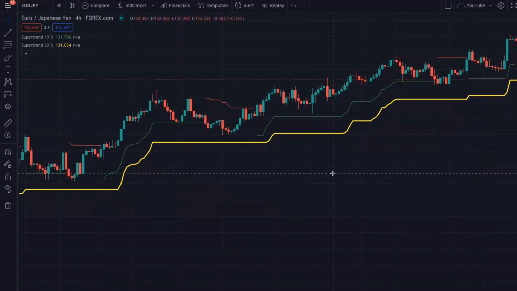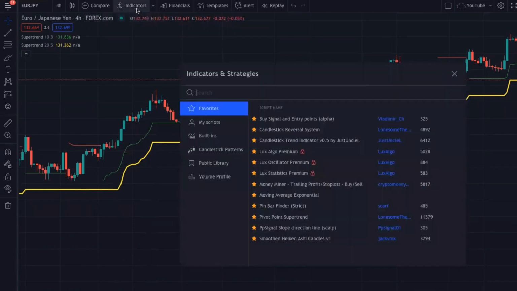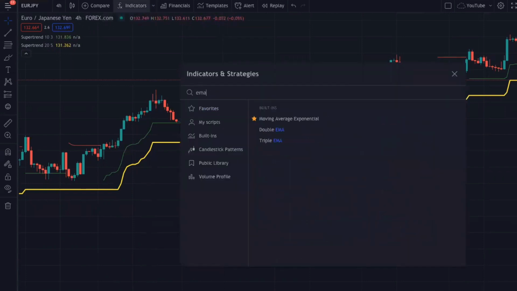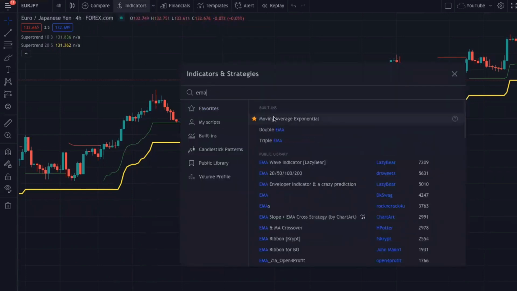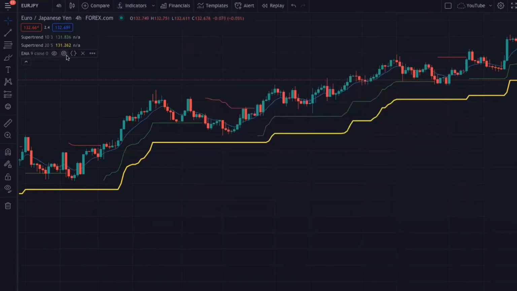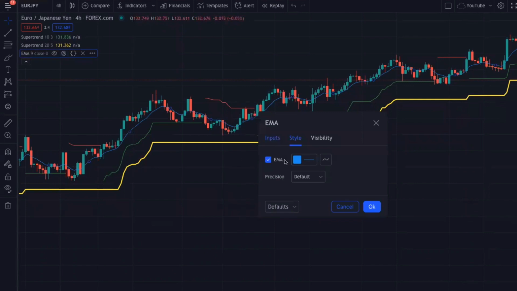Let's add a third indicator that's going to add to your profits on this one. And again, I'm not a financial advisor. This is not financial advice. I'm just telling you guys what I do, and hopefully it'll help you guys out. So go into indicator, EMA, moving average exponential. We're going to add that to this. I'm going to edit it.